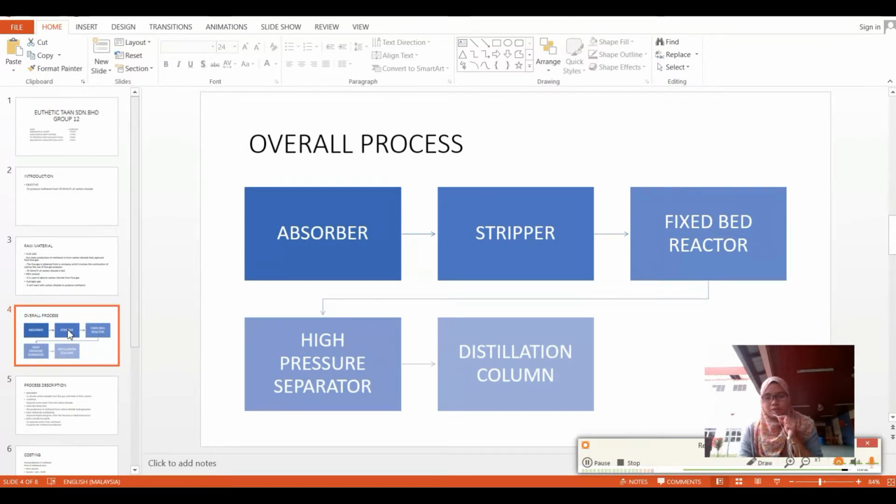So I will explain to you about the overall process. In our process system, we have the absorber, the stripper, the fixed bed reactor, the high pressure separators, and the distillation column. Our production should produce the methanol from the CO2 feed, but we are choosing to use the flue gas, which comes out from the company that involves the combustion of coal, and then we do some processing on it to become the CO2.